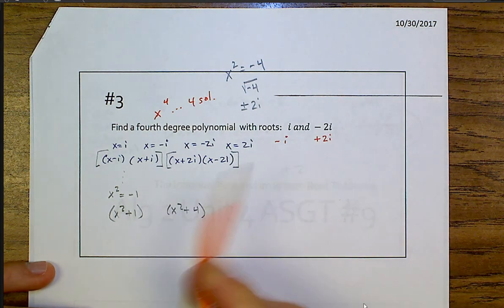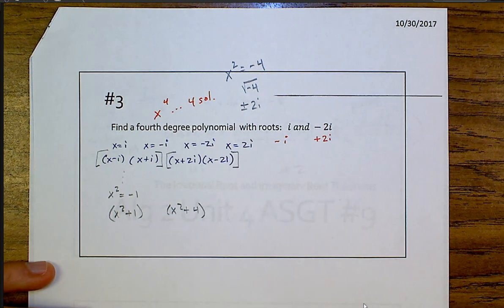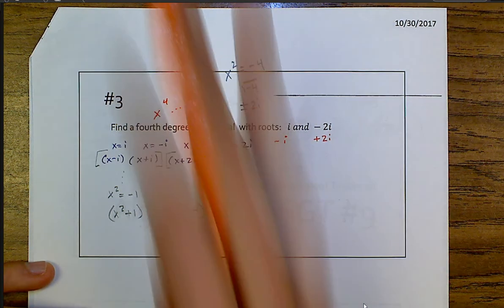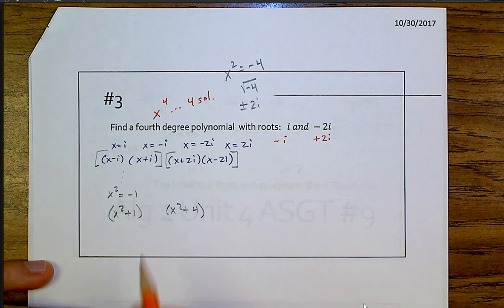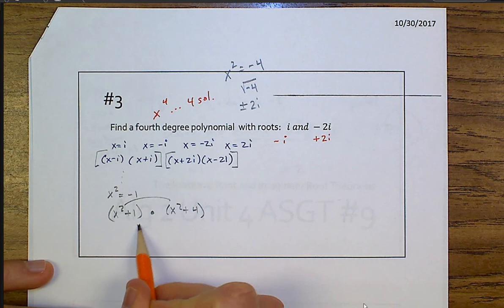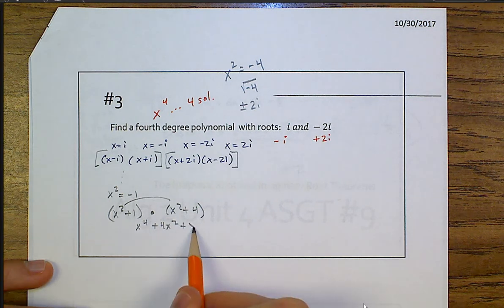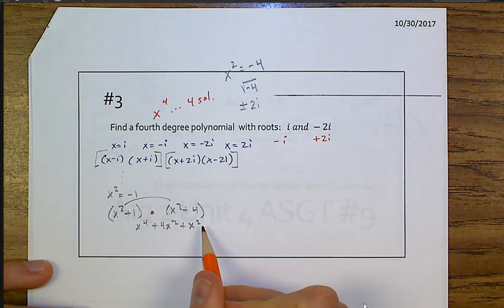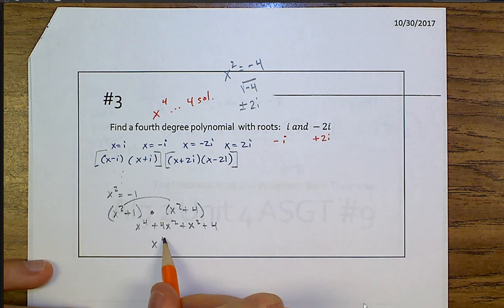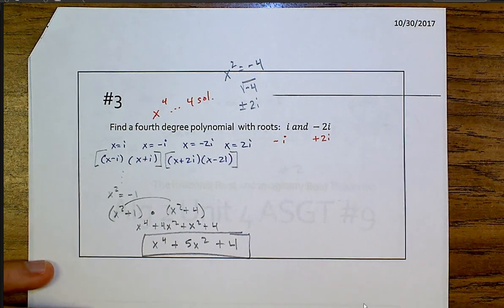So yeah, you can go ahead and FOIL all this out, but if you have some number sense about you, and you can see it working backwards, you can save yourself a little bit of time. Now, I still have to multiply these two together, right? So x squared times x squared is x to the 4th. That's going to be 4x squared, and then that's going to be plus x squared and plus 4. So I'm going to get x to the 4th plus 5x squared plus 4. And that is going to be my 4th degree polynomial with the roots.